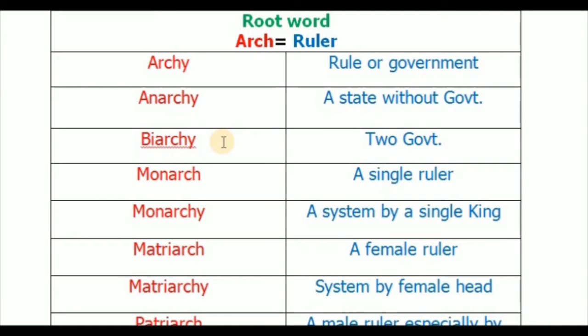Biarchy, which means government by two people. Monarch means a single ruler. Mono, single. Arch means ruler or king. Monarchy, a system by a single king. In ancient times, monarchy system was in tradition in India.